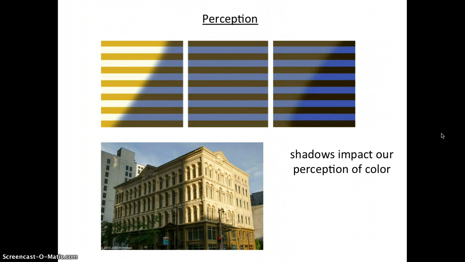Shadows impact our perception of color. Is the dress white and gold, or is it black and blue? Well, it depends on whether you think the colors are in a shadow, in which case you'll see white and gold, or if they're being flooded with light, in which case you'll correct the color to black and blue. Likewise, shadows can make an object look massive.